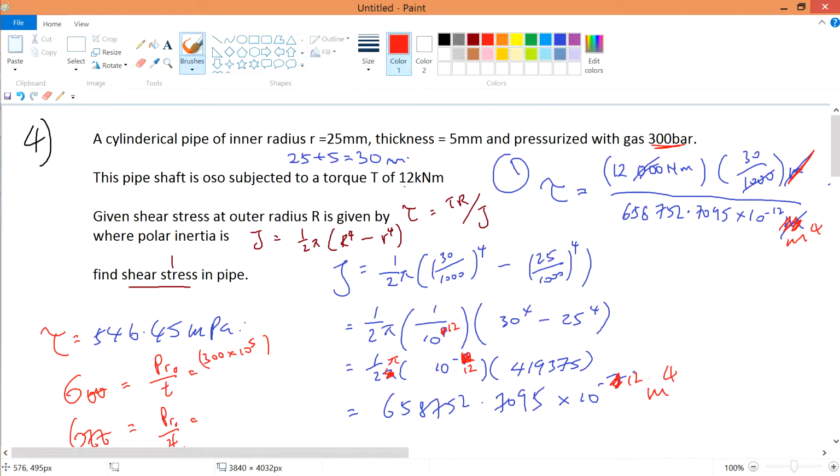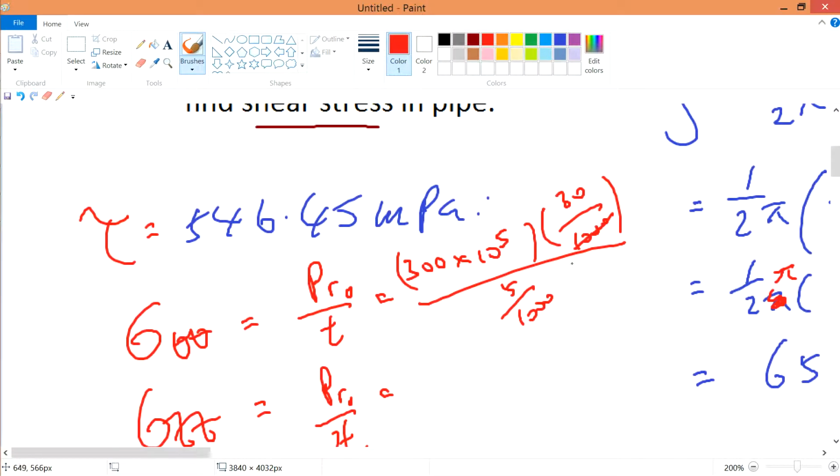Right, our outer radius is 30 divided by 1000, divided by the thickness, which is 5 divided by 1000. You can simply cancel off this 1000, because the 1000 in the end will come out here too. So when you type it in the calculator, it's easier to type.